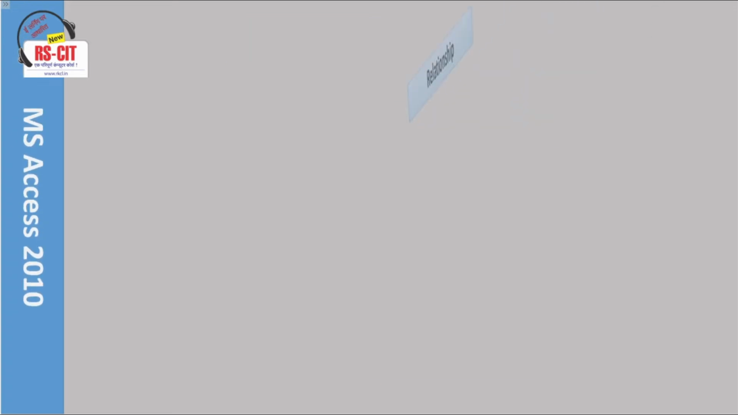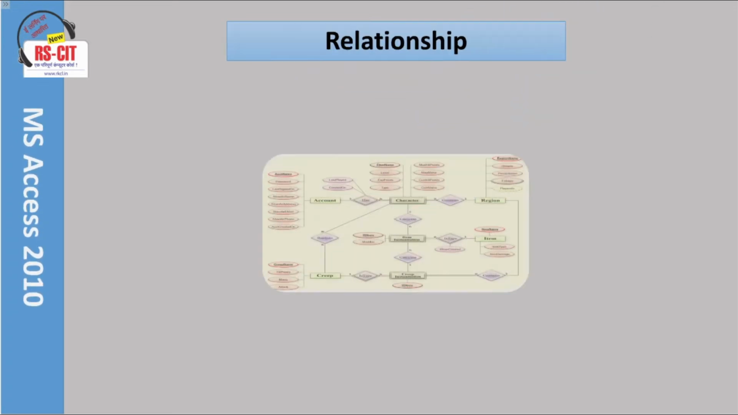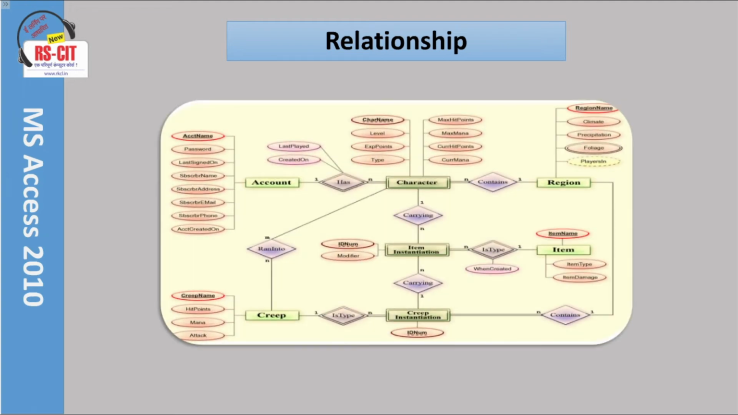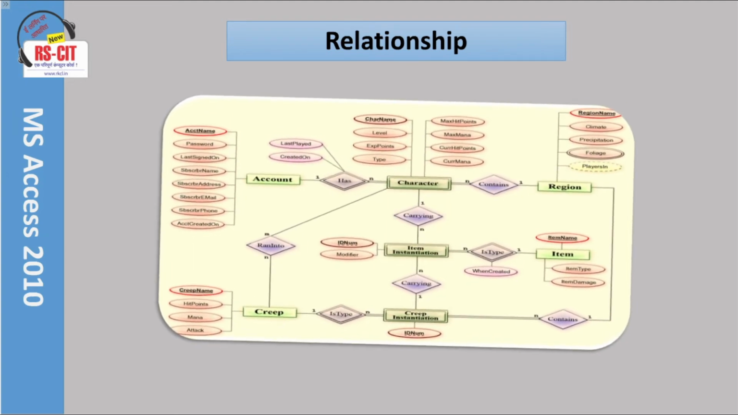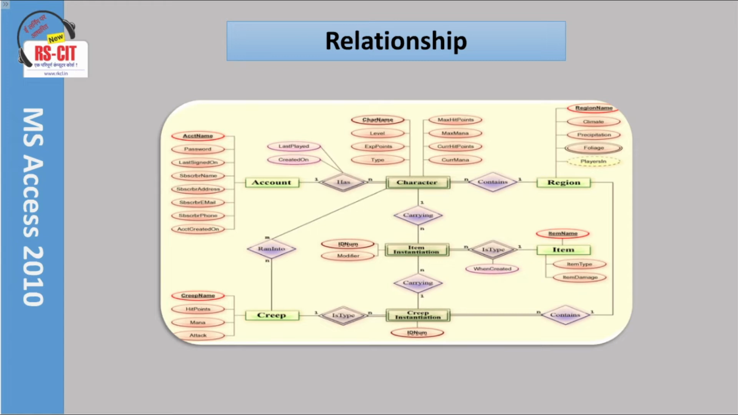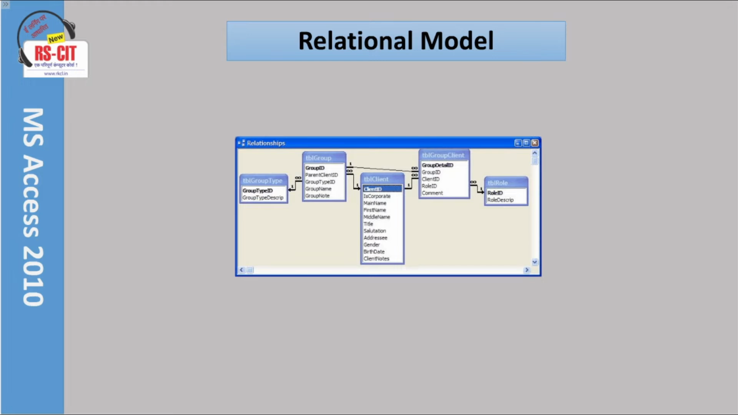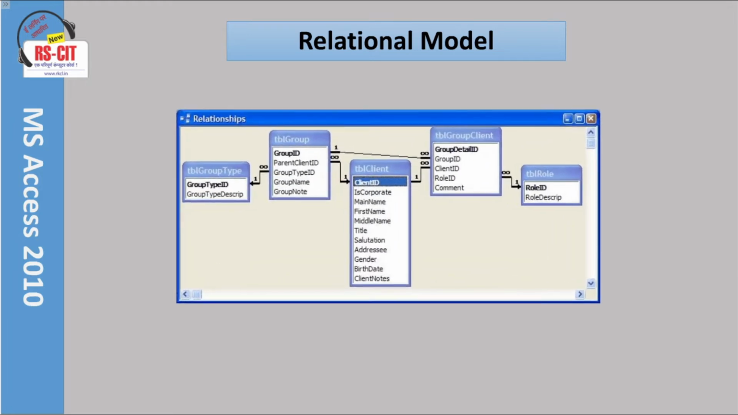Relationship. The logical association among entities is called a relationship. Relationships are drawn with entities in various ways. Just have a look over mapping cardinalities. It defines the number of associations between two entities: one to one, one to many, many to one, and many to many.